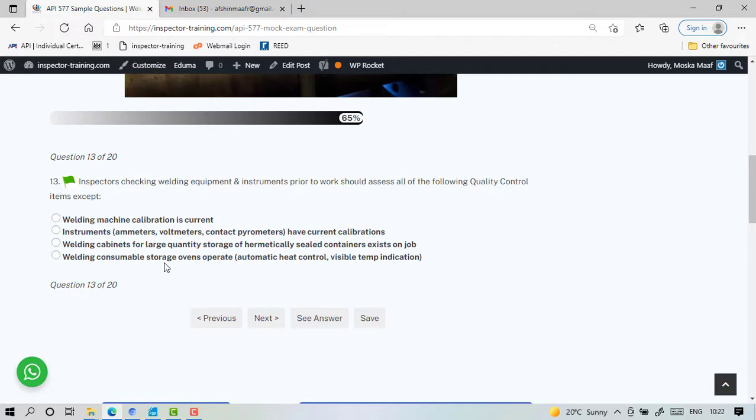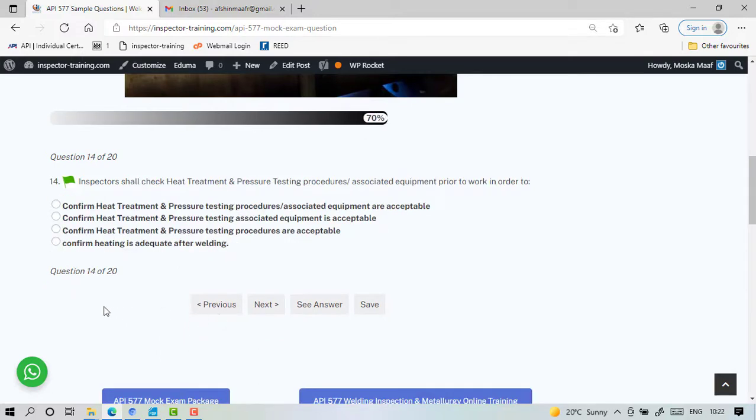Instruments, ammeter, voltmeter, yes, calibration cert, you should check. Welding cabinets for large quantity storage of hermetically sealed container existed on the job. This is the wrong answer. And welding consumable oven storage is there. That's correct.